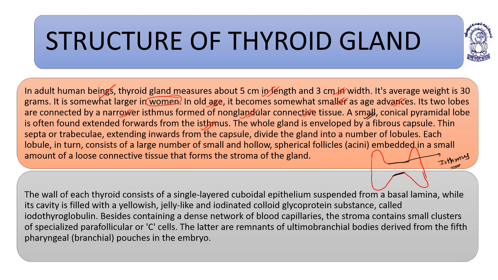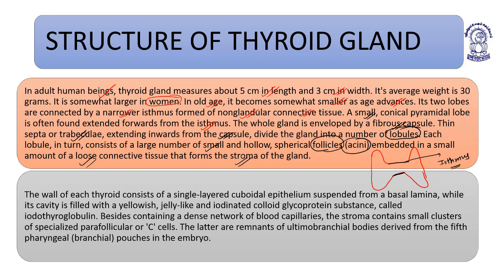The whole gland is enveloped by a fibrous capsule. Thin septae or trabeculae extending inwards from the capsule divide the gland into a number of lobules. Very important, number of lobules. Each lobule in turn consists of a large number of small and hollow spherical follicles or acini, embedded in a small amount of loose connective tissue that forms the stroma of the gland.